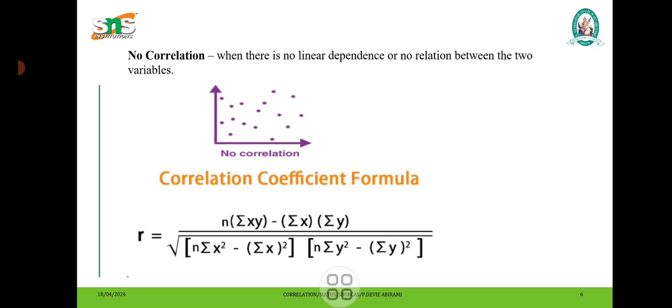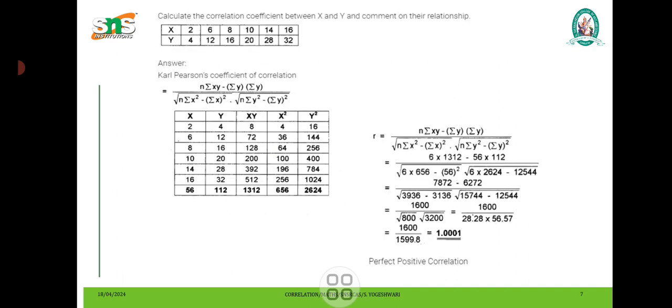The correlation coefficient formula is r equals n times summation xy minus summation x times summation y, divided by the root of n times summation x squared minus summation x the whole squared, times n times summation y squared minus summation y the whole squared. Calculate the correlation coefficient between x and y and comment on their relationship. The x values are given and the y values are given. Answer: Karl Pearson coefficient of correlation.